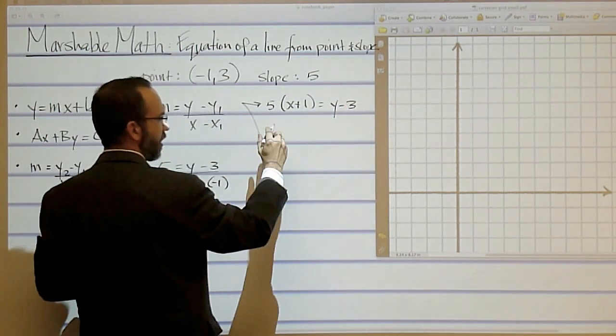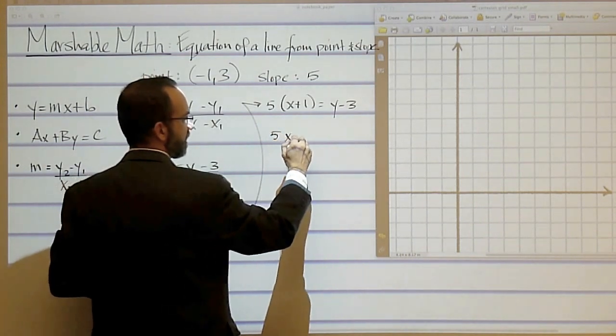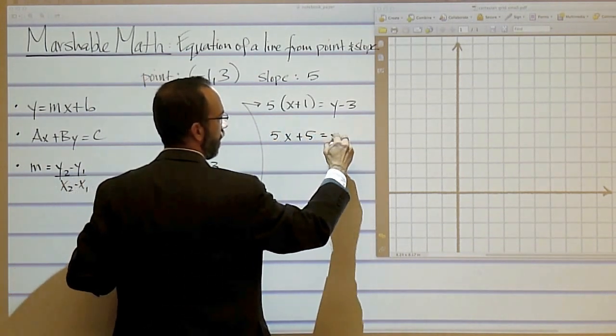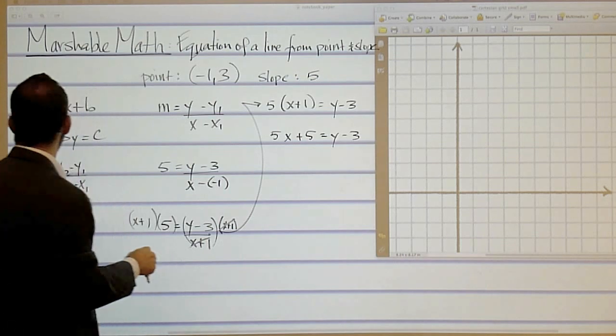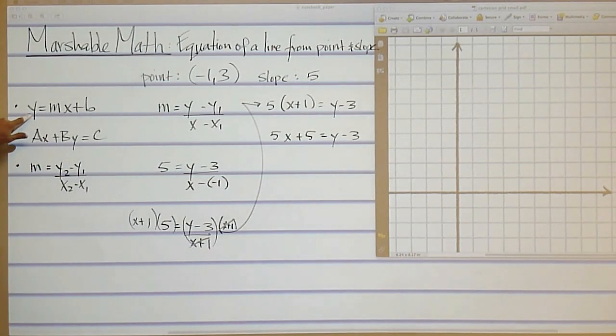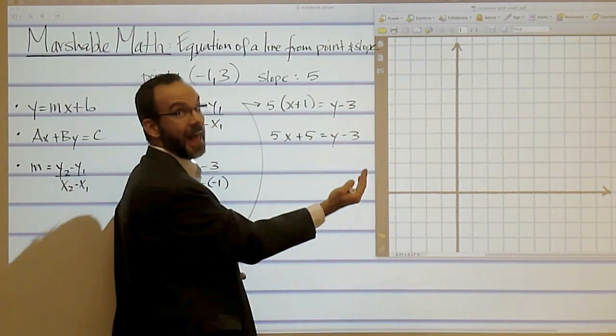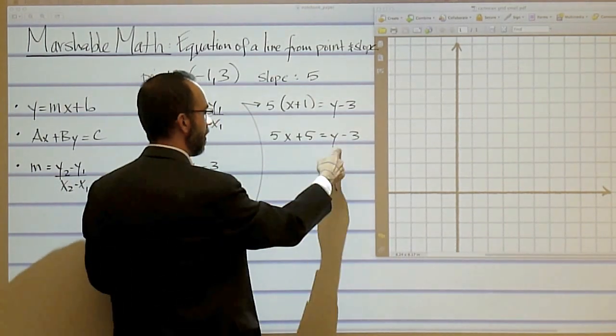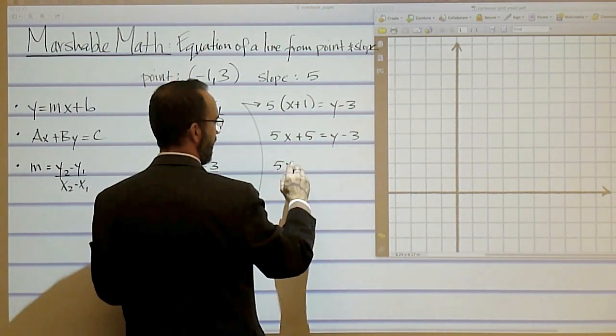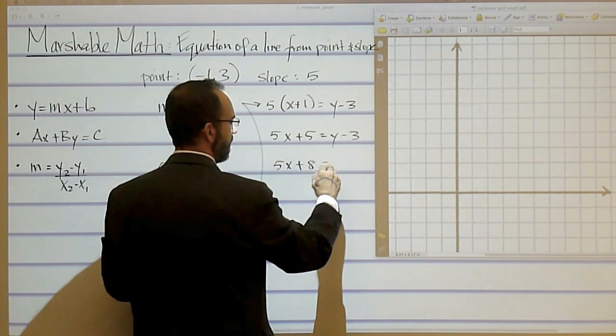Now let's distribute that across. 5x plus 5 is equal to y minus 3. My goal is to get y by itself. I've got one step to do that. Here's my y. Y minus 3, let me add 3 to both sides of the equation, and I would get 5x plus 8 is equal to y.